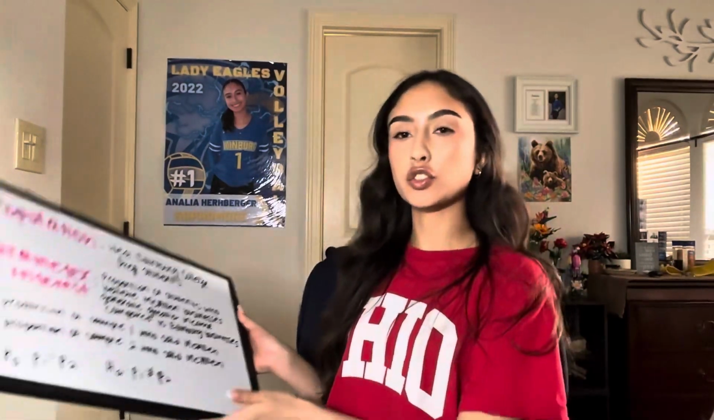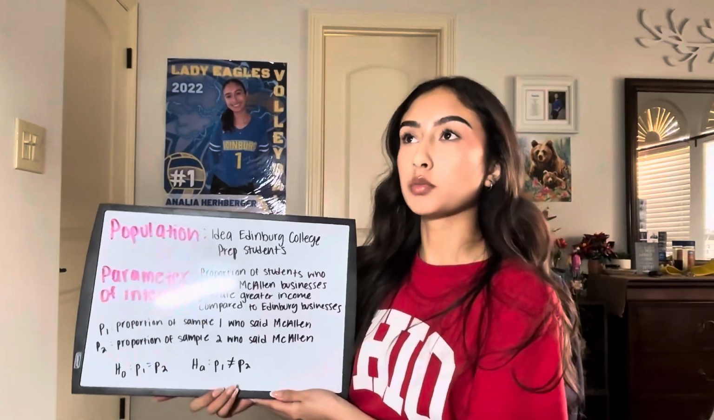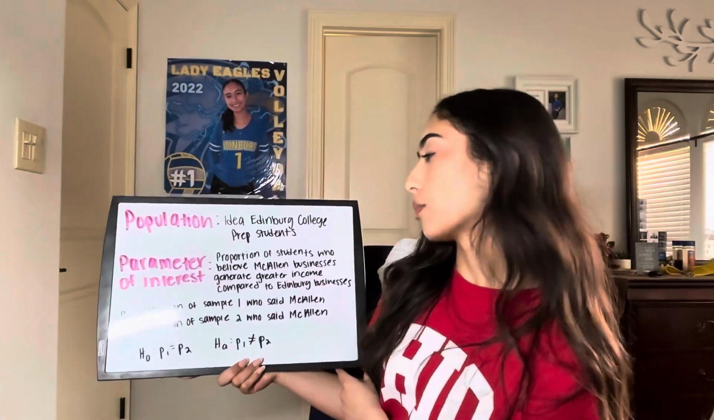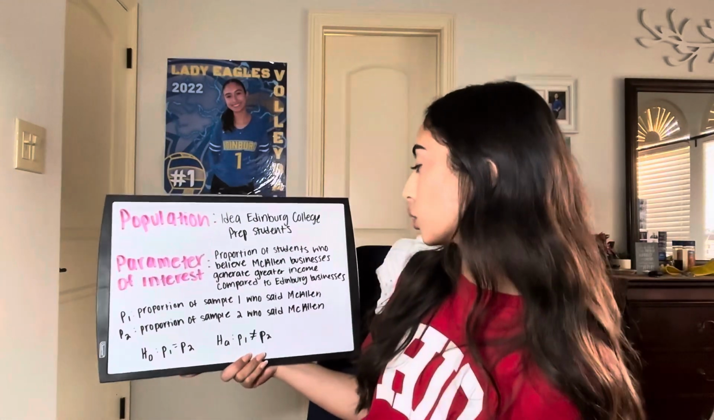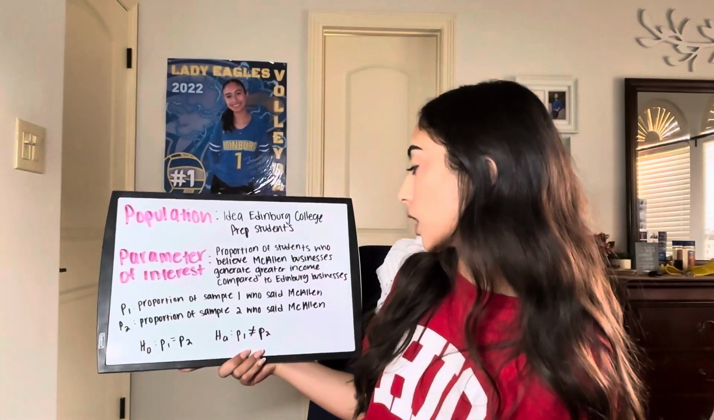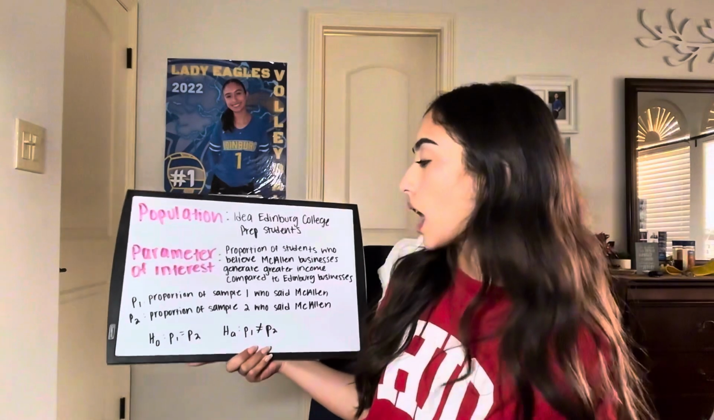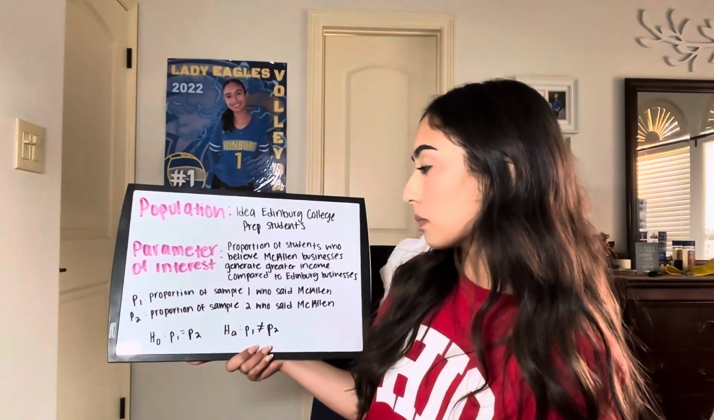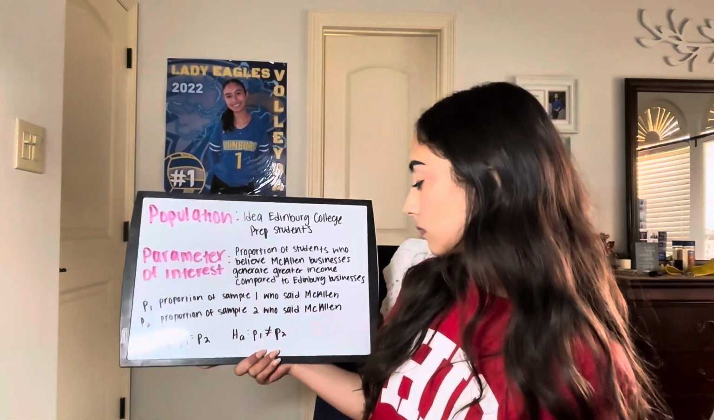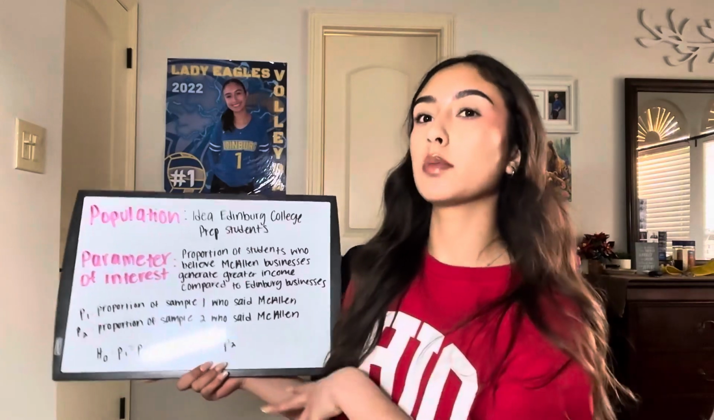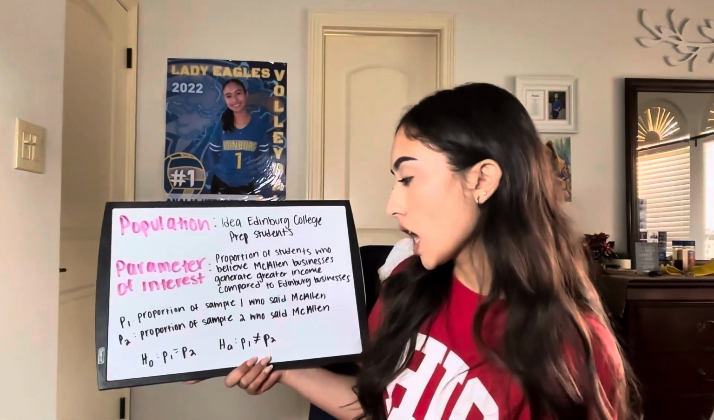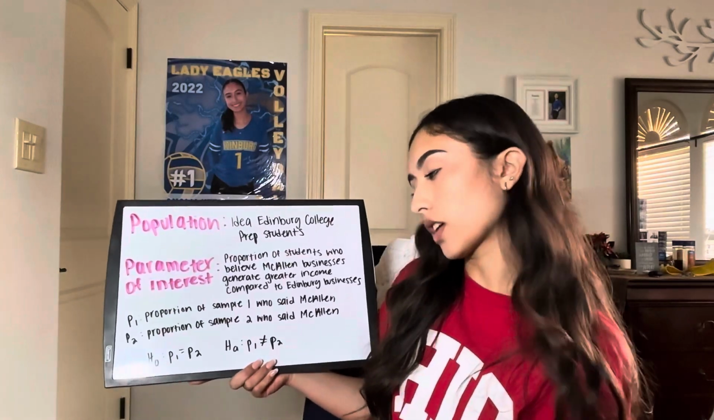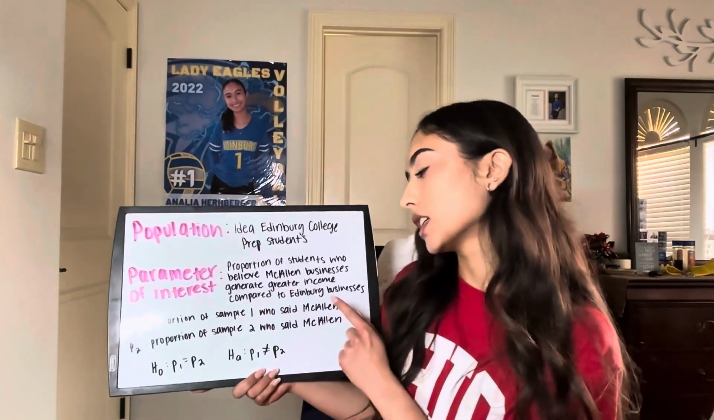The population that I chose to do this test on is IDEA Edinburgh College Prep students, and the parameter of interest is the proportion of students who believe McAllen businesses generate greater income compared to Edinburgh businesses. P1 is the proportion of sample 1 who said McAllen, and P2 is the proportion of sample 2 who said McAllen, because I'm doing 2 samples of 30. The null hypothesis is P1 equals P2, and the alternative hypothesis is P1 is not equal to P2.